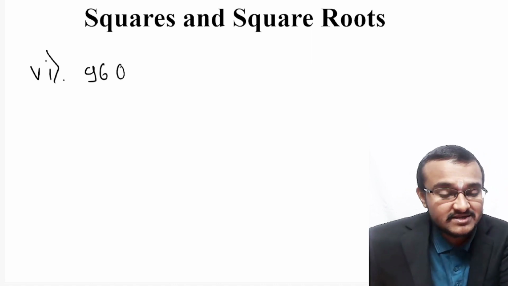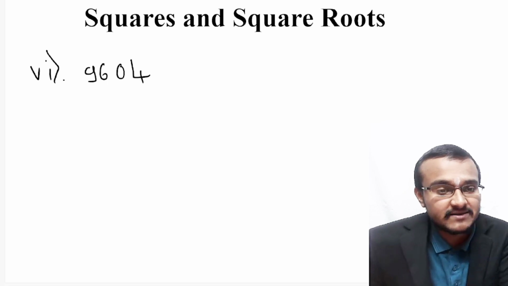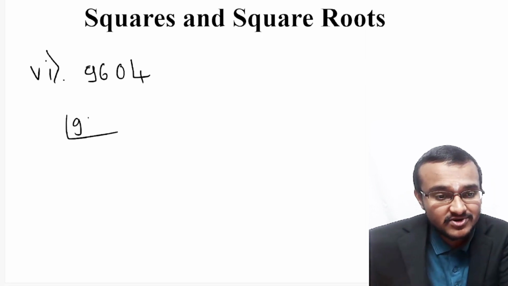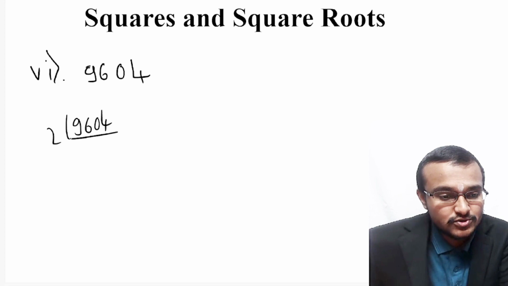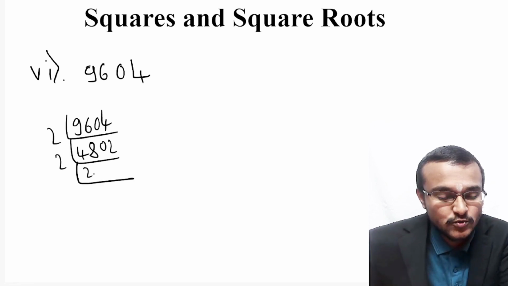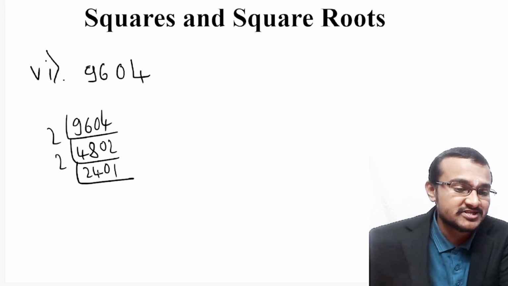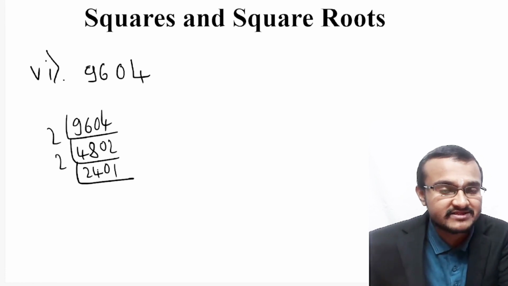Let me solve the sixth question in this fourth question. The sixth question has 9604 as its number. You should go on doing prime factorization for this. So let us take 2. 2 4s are 8, 2 8s are 16, 0 is there, 2 2s are 4. Again, if you factorize with 2, 2 1s are 2, 2 2s are 4, 2 4s are 8, 0 is there, 1. So 2401 you cannot divide with 3.